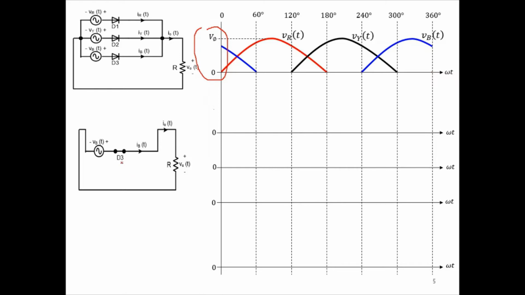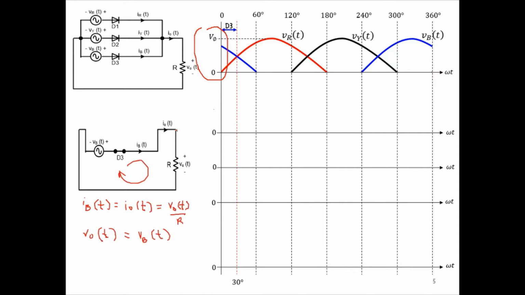This diode will conduct the blue line current until this intersection point. At this point, the diode will stop the current conduction because the amplitude of the blue voltage is equal to the red voltage. And when you analyze the circuit, you can see that the blue line current is also the output current of the rectifier.